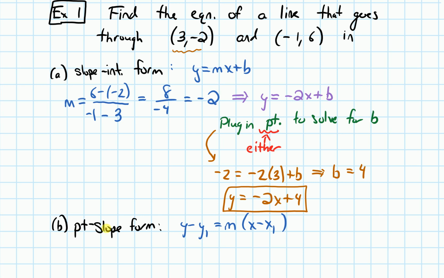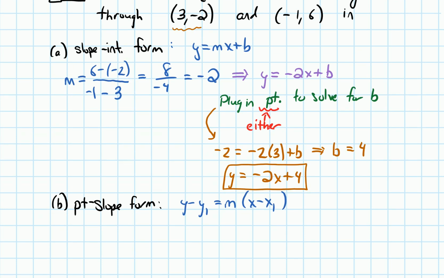But it turns out point-slope form is just quicker. With point-slope form, I need a point that I plug in for the x1 and the y1, and I need to know the slope. We already know the slope. Let's just remind ourselves what it is: the slope m is negative 2. And I need to know a point to plug in for x1 and y1, and I have two choices.